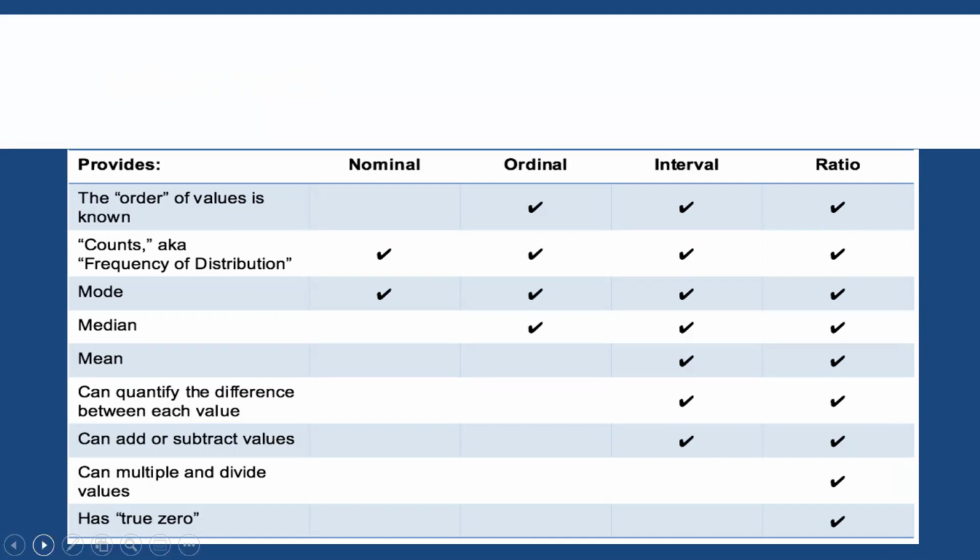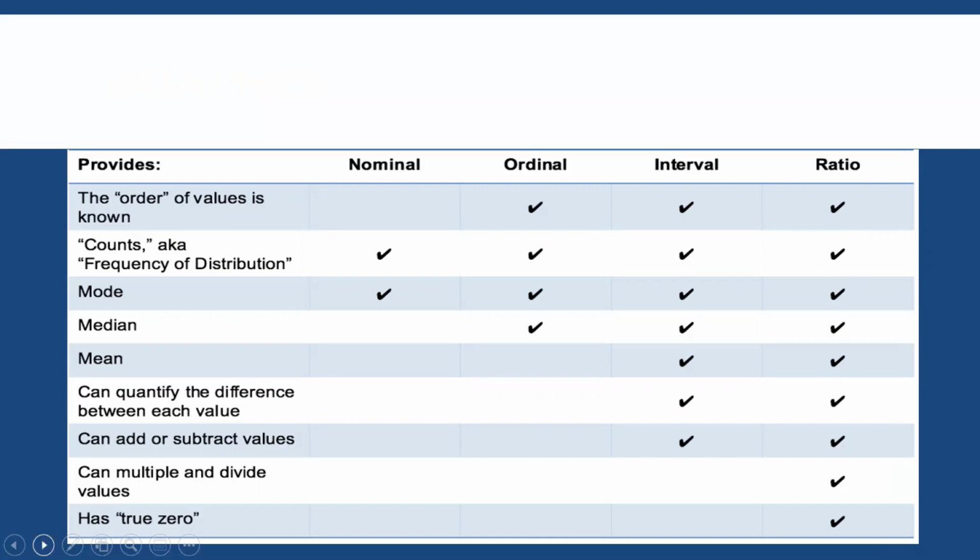The mean, can we use the mean? We could use the mean for interval and ratio data. We cannot use it for nominal or ordinal. It doesn't make sense to use the mean, the average, as one of the calculations for nominal and ordinal.